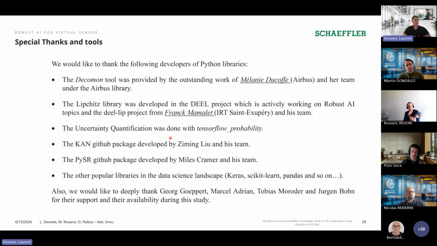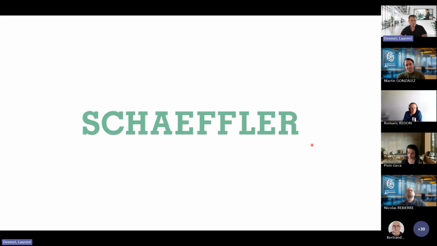For uncertainty quantification, in my case, I used TensorFlow Probability. It's already well documented, so no worries about it. And the KAN and PySR packages by Ziming Liu and Miles Cranmer. Other than that, you know everything else. Okay, and I think with that, I'm done. So if you have any questions.